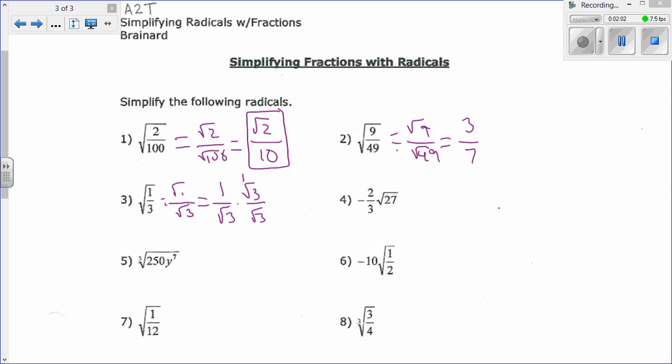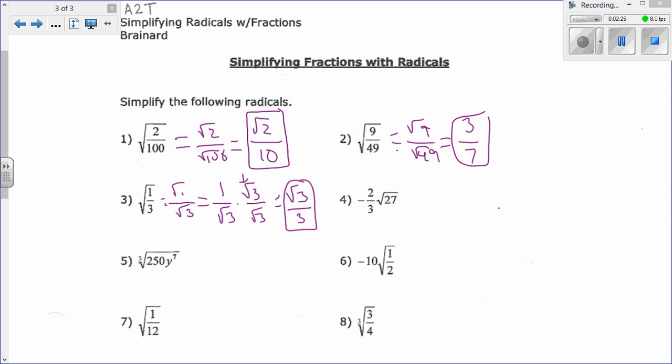This right here is 1 in disguise, radical 3 divided by radical 3. So when I multiply, I get 1 times radical 3 is radical 3. Radical 3 times radical 3 is radical 9, and the square root of 9 is 3. So that is my final answer, radical 3 over 3.